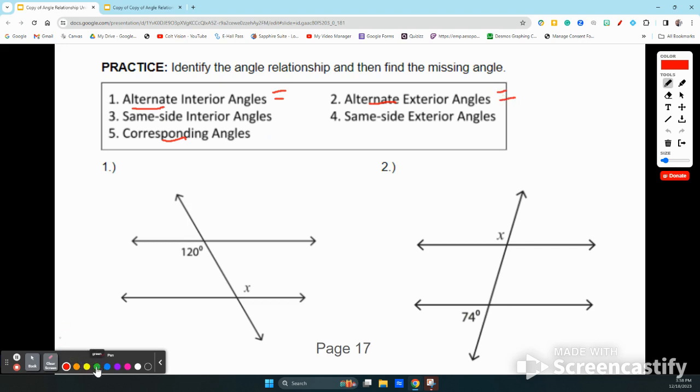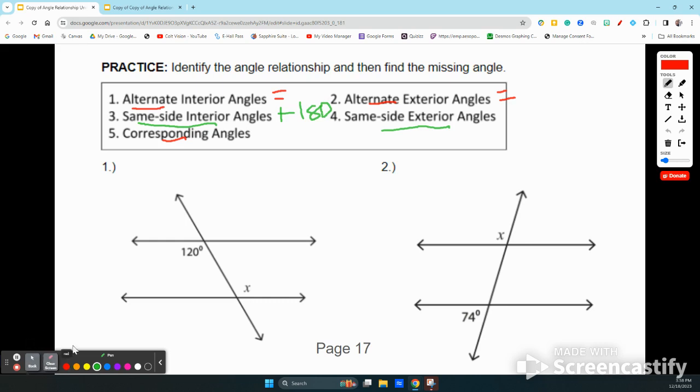But there are other relationships that are supplementary relationships, like same side interior, same side exterior, and also linear pair, where you add them together to equal 180. So we want to make sure we know which relationship we're dealing with.